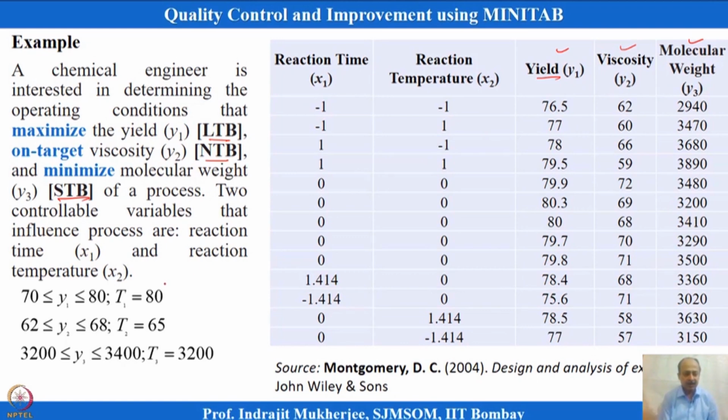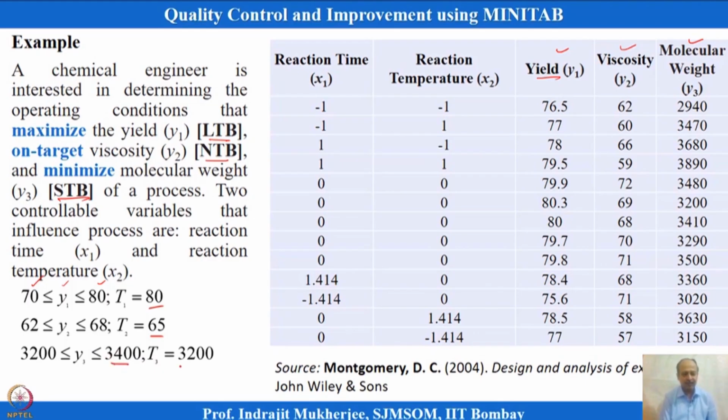In this case the boundary condition is taken from Montgomery's book. y1 should be within 70 to 80 and the target value is around 80. Then y2 should be between 62 and 68, and the target value is 65. For y1 we want to maximize, the target value is 80, and the third one is a minimization problem.